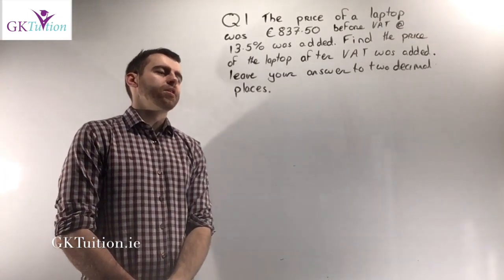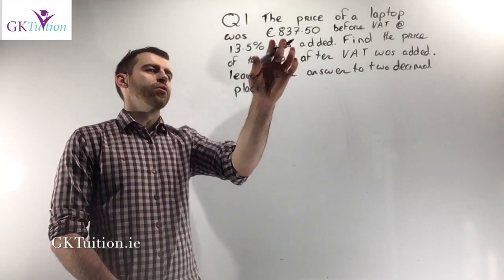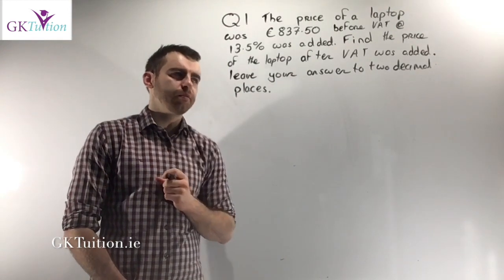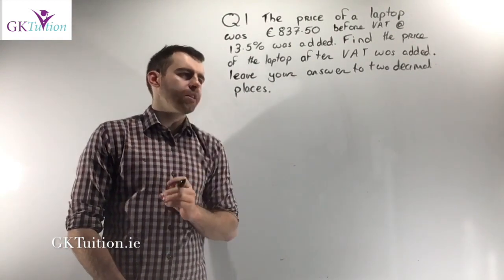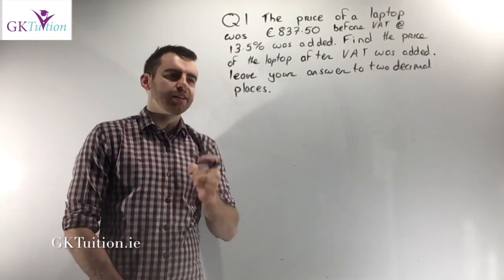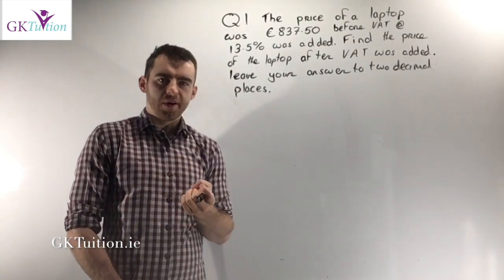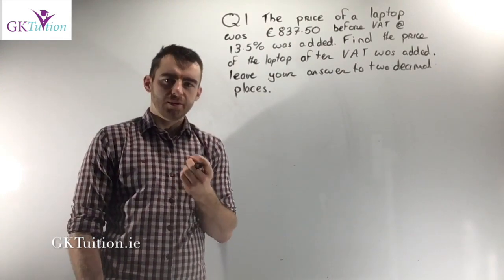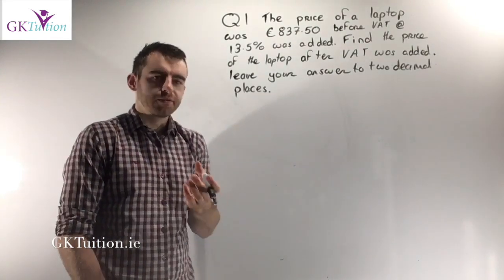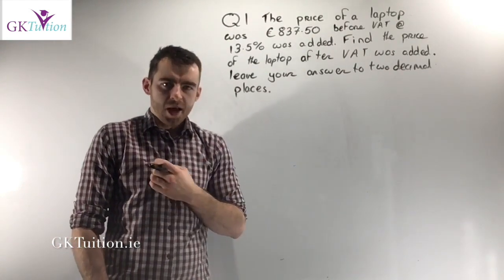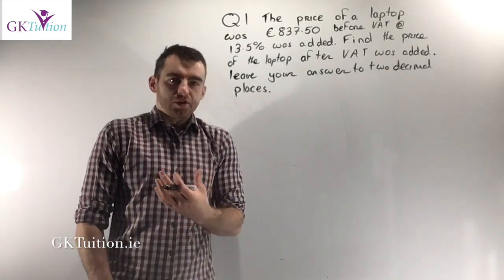In the first question, it says the price of a laptop was €837.50 before VAT at 13.5% was added. Find the price of the laptop after VAT was added and leave your answer to 2 decimal places. Now, we haven't come across VAT yet, but VAT stands for value added tax. And I'm sure any of you who do junior cert business will be aware of it.